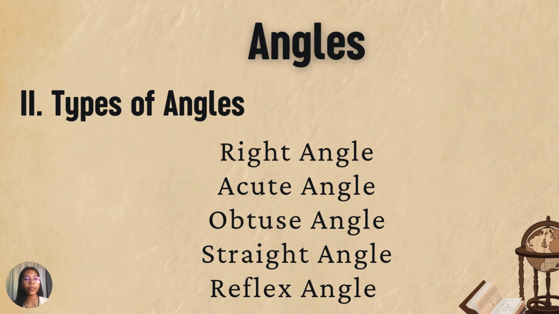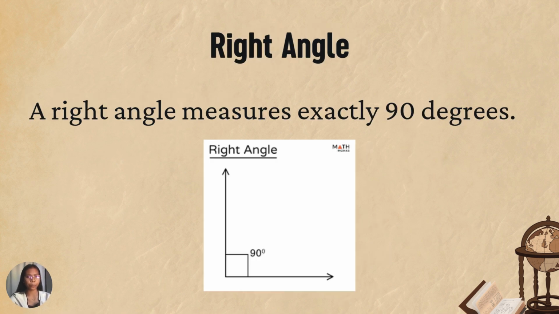Now, let us move on to the angle. So, what is an angle? An angle is formed when two rays meet at a common endpoint, called the vertex. Think of it like opening a book. When the book is closed, there is no angle. But as you open it, an angle forms between the two covers. So here are the types of angles: right angle, acute angle, straight angle, and reflex angle.